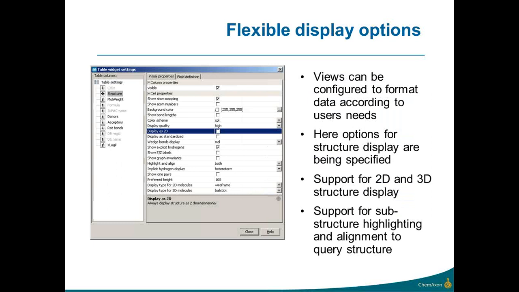Besides just displaying the data on the form, you also have flexible options to set up how you want to display the data. For example, as you can see in this slide, for structures you have the flexibility to display the molecules in 2D or 3D. Or you can show the labels, for example, you can show the implicit hydrogen, and so forth. So many options to display the data.